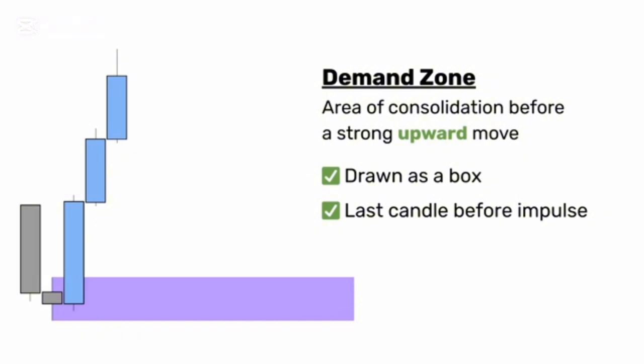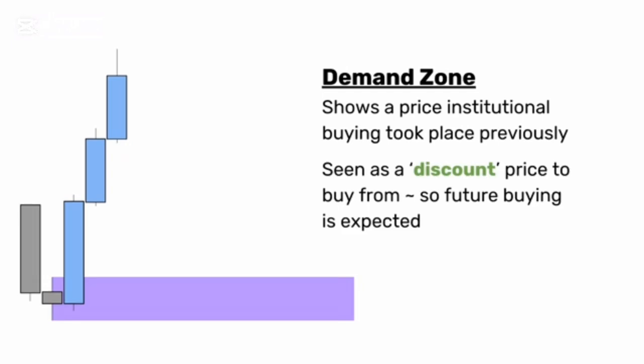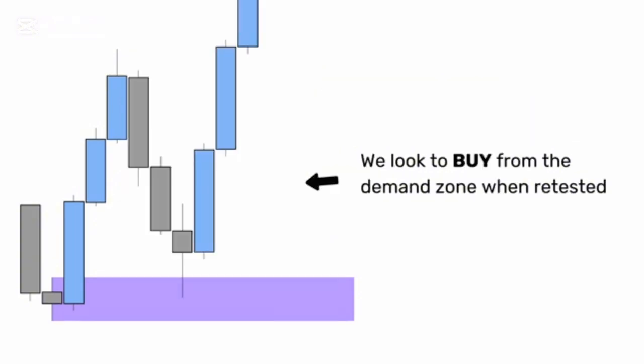And the idea is that a demand zone shows a price that institutional buying took place at previously. So very large players in the market placing very large orders. That's why we get these big drives away, and that's what a demand zone is indicating. The idea here is that this is seen as a discount price to buy from. So future buying is expected if price returns to this level. Here is exactly what we would expect to see from a demand zone. We look to buy from the demand zone when it is retested because we expect to see more of that institutional buying kicking in.